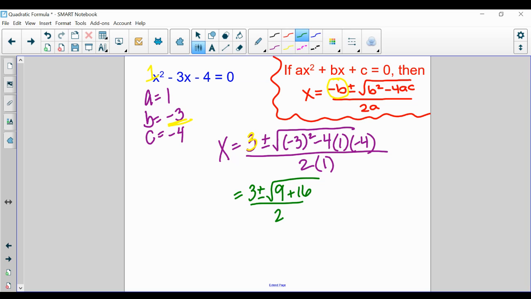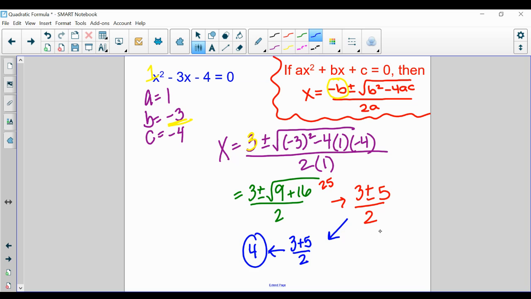If I keep going here, I'm going to end up with 3 plus or minus 9 plus 16. This is going to give me 25. And I know the square root of 25 is 5, divided by 2. Now, I'm going to think about my two solutions here because it's plus or minus. So I can do 3 plus 5 divided by 2, which is going to give me 4. Or I can think about 3 minus 5 divided by 2, which is going to give me -1 as a solution.